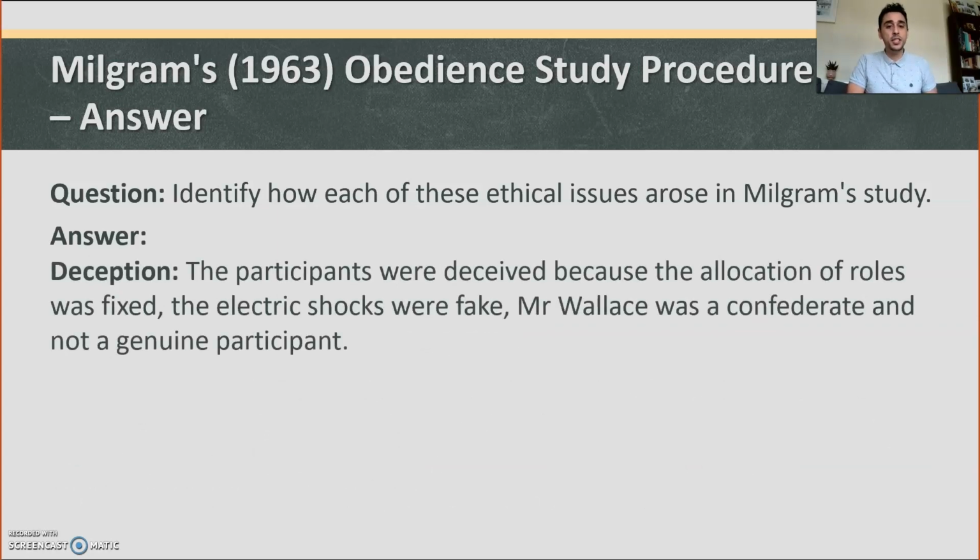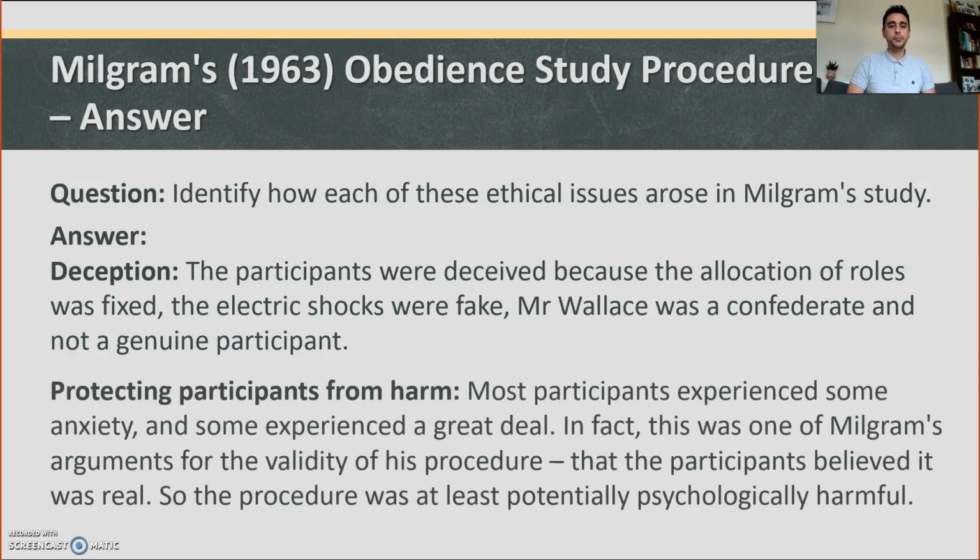The participants were deceived because the allocation of roles was fixed. It was not random. The naive, real participant was always going to be the teacher, and Mr. Wallace was always going to be the learner. The electric shocks were fake. Mr. Wallace was a confederate and not a genuine participant, and it was not a piece of research on memory, as they were told, to see if people remember things. It was a piece of research on obedience to authority.